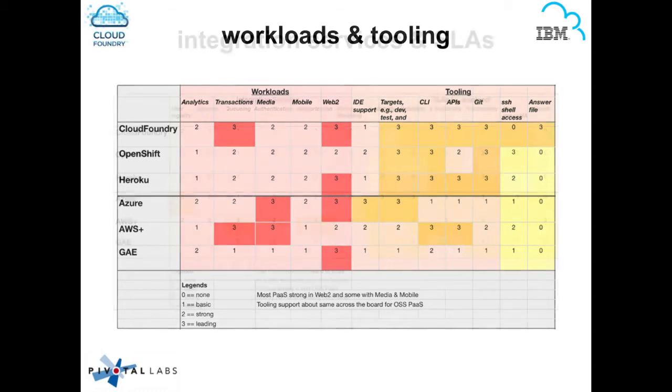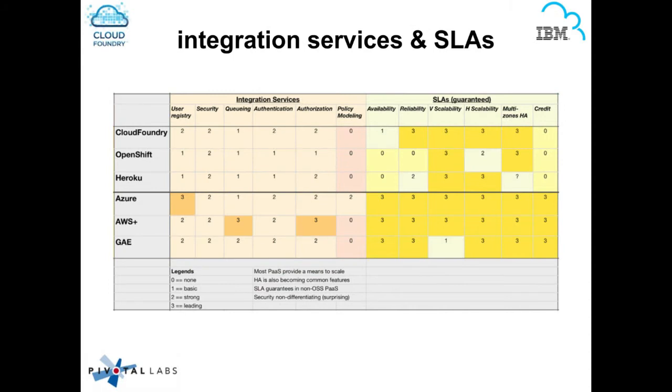The next group is integration services and SLA. This is an area where we try to be, so I see people like Chris pointing at me, hey, why did you rank me 3 or 2? We try to be as objective as we could. James corrected me a few times when I gave Cloud Foundry more credit than I should, so we scaled it down to make sure that we were as objective as we could be.